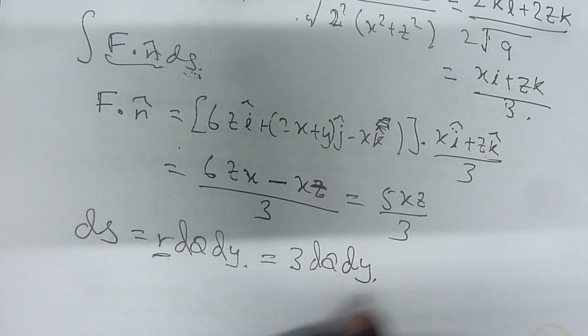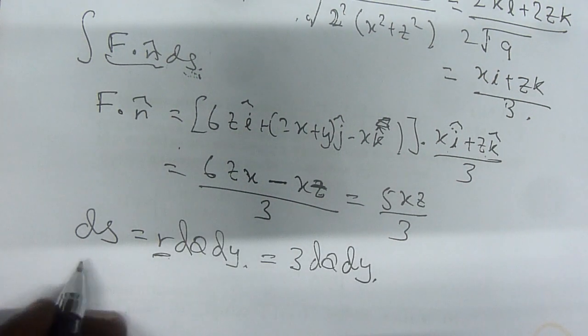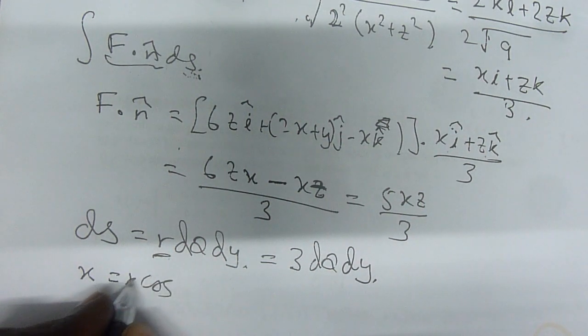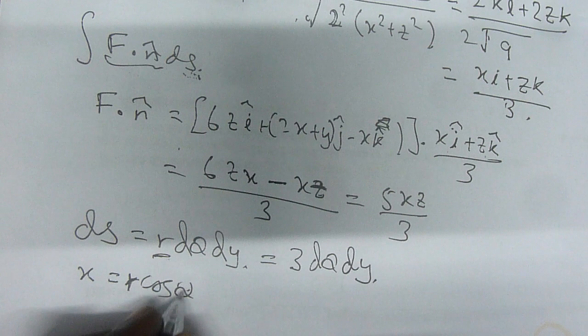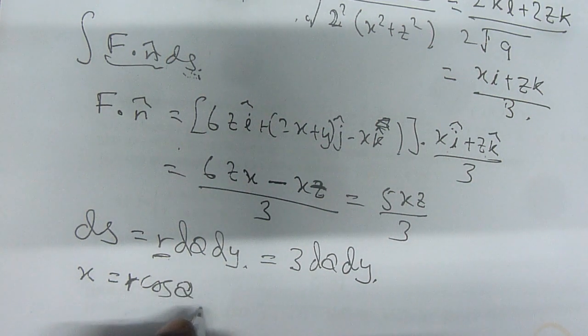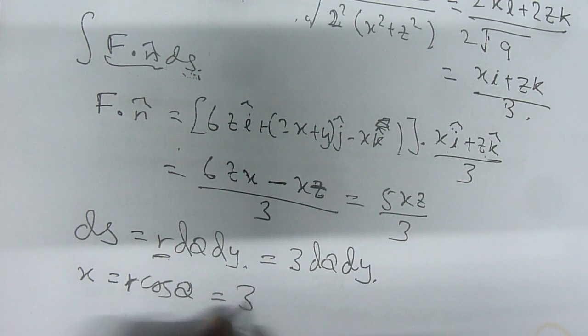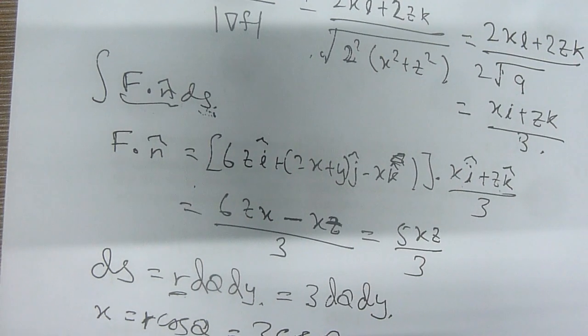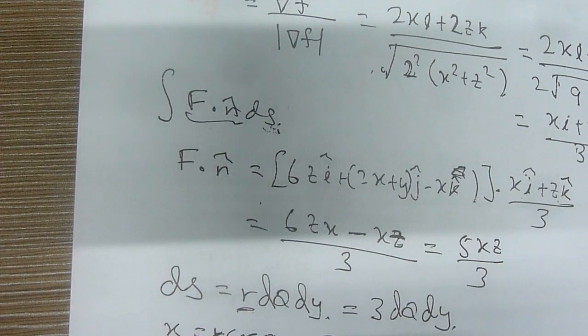Okay, and what about x and z? Okay, x equals r cos theta, which is 3 cos theta. What about z? Okay lah, come on, very simple.